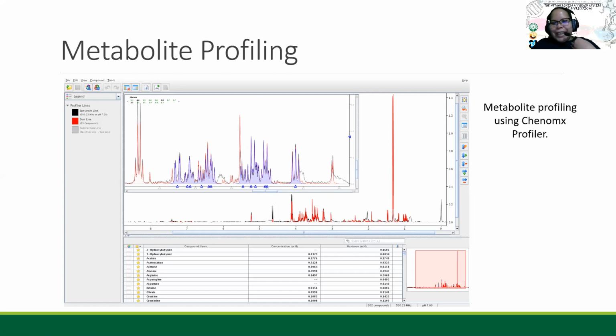But if you're working on hundreds of samples, then it's a bit too manual also. But yeah, it's quite fun to work with.